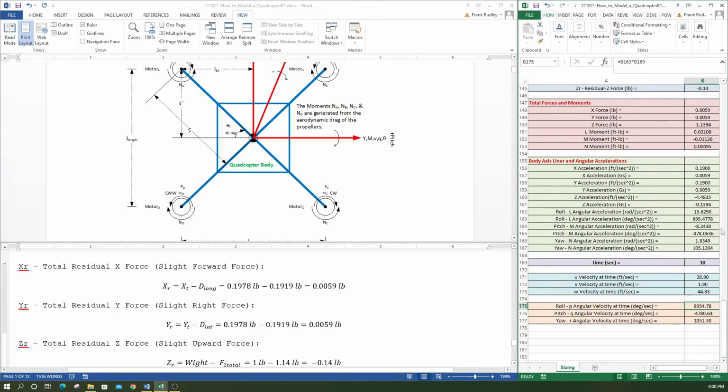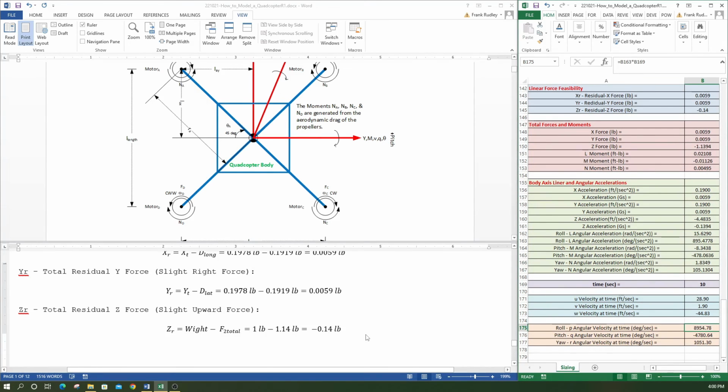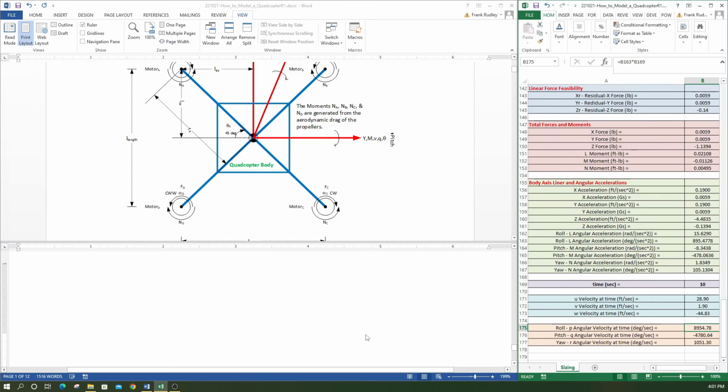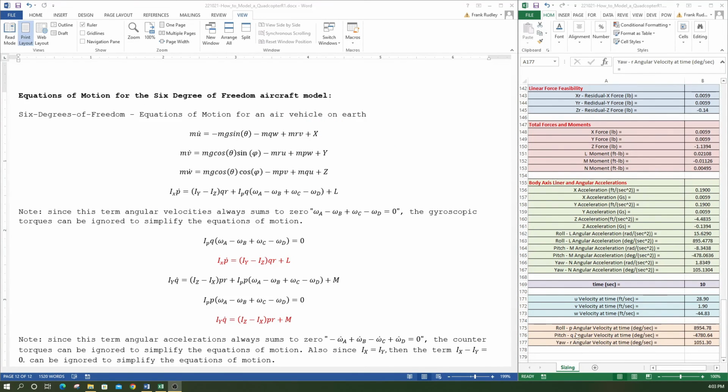These residual forces again, which were up here, so we're going to do some simulation later on and show you how that might work. So you could see after 10 seconds, our angular velocities are very high. So it's saying when we're dividing by the moment of inertia, which is very small for such a small little toy aircraft. So that's why we need to do rate feedback and put a lot of control laws into this to try to stabilize it. So I want to get into the equations of motion for the 6 degree of freedom aircraft model that you could use.